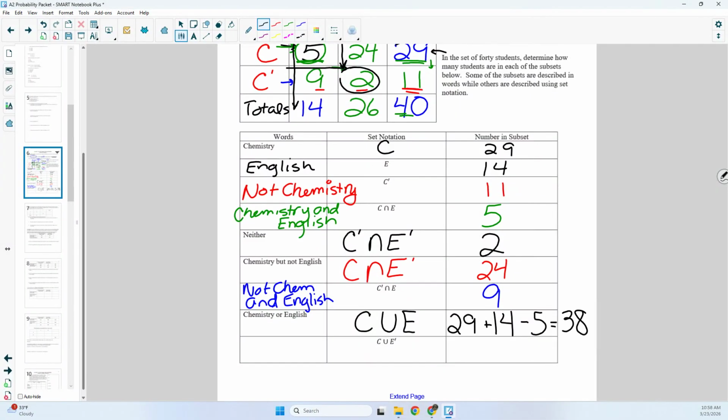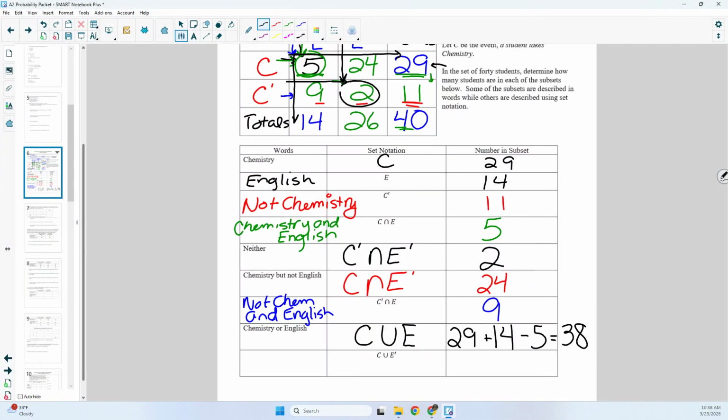So the next one, chemistry, union, not English. So this is chem or not English. So all the chemistry is 29, all the not English is 26, and their intersection, where those two cross, is 24, so I subtract that off.